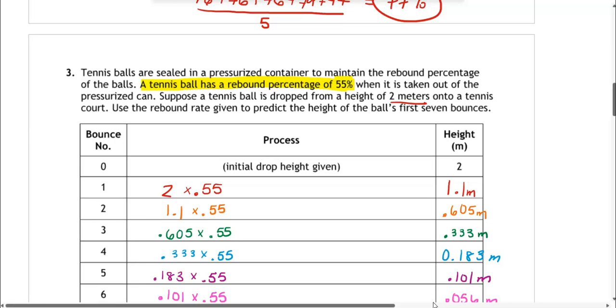If I was given, in this case, the rebound percentage and an initial height, you're just going to take that initial height and continuously, repeatedly multiply by the rebound percentage to whatever is the previous height.